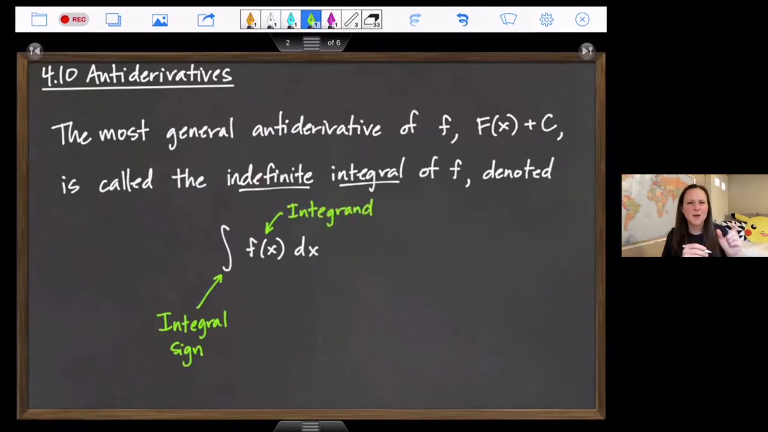And then we have this very random looking dx hanging out at the end of the notation. We're going to spend a lot of time later talking about what that is and why it's there and what it means. For now, just think of it as a partner that goes along with that integral sign at the beginning. The only job it's really going to do for us now is to tell us what the variable of integration is. So here, this would tell us that x is the variable of integration.